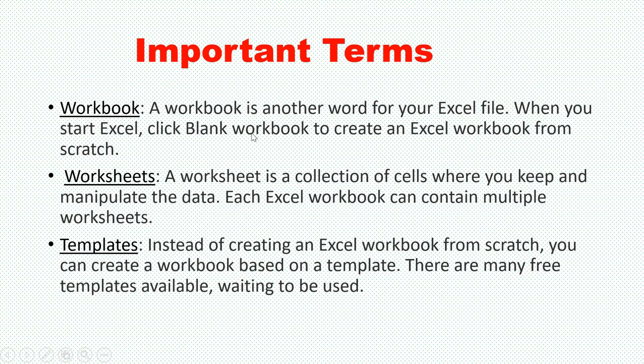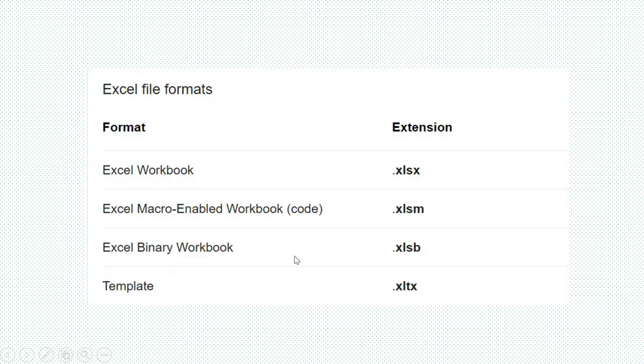First is workbook. A workbook is another word for your Excel file. When you start Excel, click blank workbook to create an Excel workbook from scratch. Worksheets. Worksheet is a collection of cells where you keep and manipulate the data. Each Excel workbook can contain multiple worksheets. Templates. Instead of creating an Excel workbook from scratch, you can create a workbook based on a template. There are many free templates available waiting to be used.